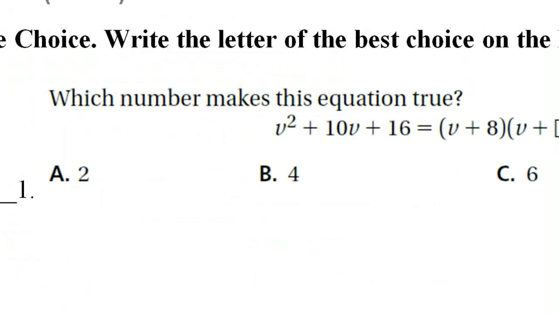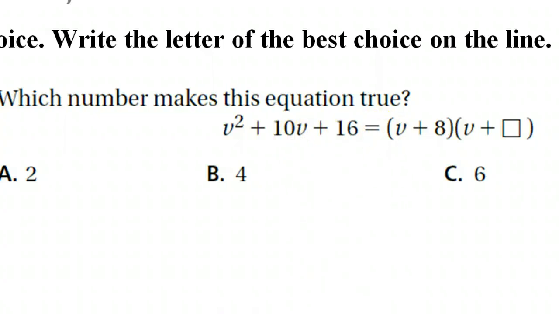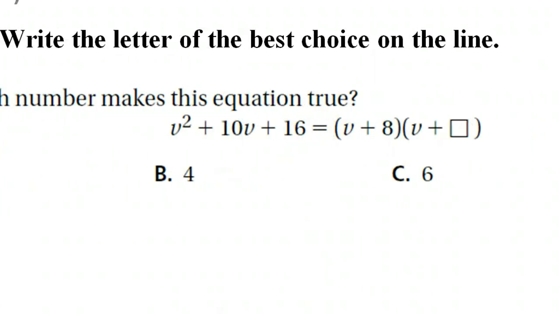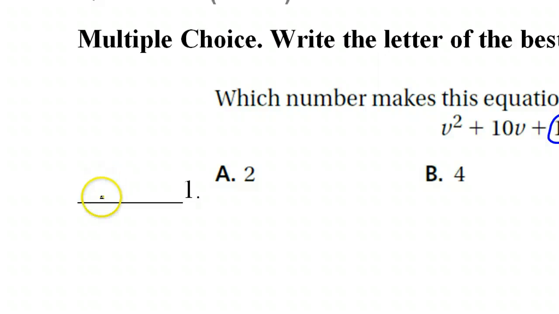Alright, problem number 1. We're supposed to decide which number makes this equation true. This one's pretty easy because this number times this number have got to give us this number. So 8 times what makes 16? Yeah, 8 times 2 makes 16. So that has to be a 2. So the answer is A. Alright, that was insulting to our intelligence.